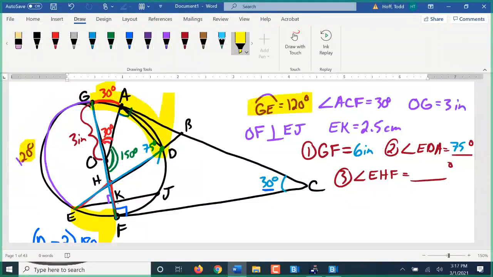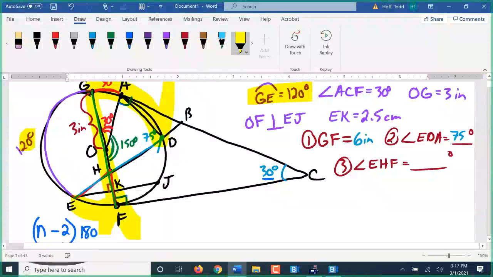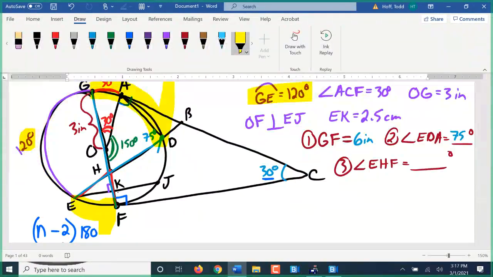EF is easy to find. Why do I say it's easy? This is the diameter of the circle, which means this whole arc over here has to be half a circle, or 180 degrees. This piece is 120, but 120 taken away from 180 leaves us with 60 degrees there.